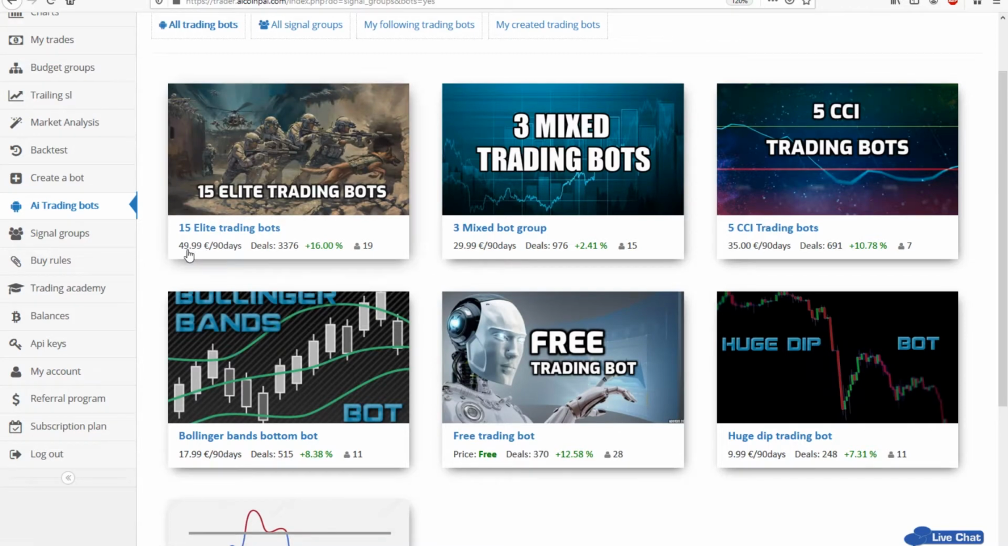As you can see, each of these bots has different trade counts, different profits, and a different number of people following them. The price for this bot is $29.80 for 90 days, and it has 976 deals made in those 90 days. We improve our trading bots, and AI algorithms and systems improve their trading strategies over time, so the bots get better and better slowly.